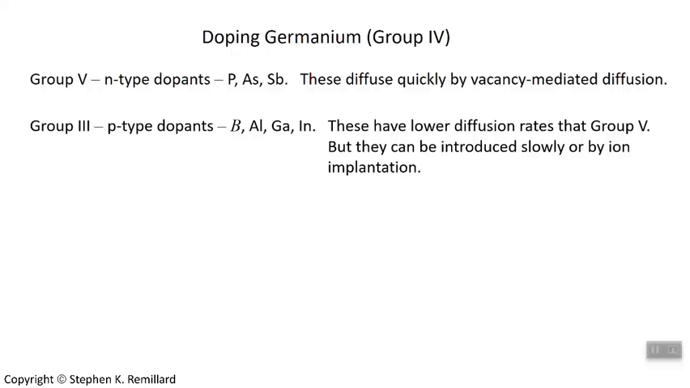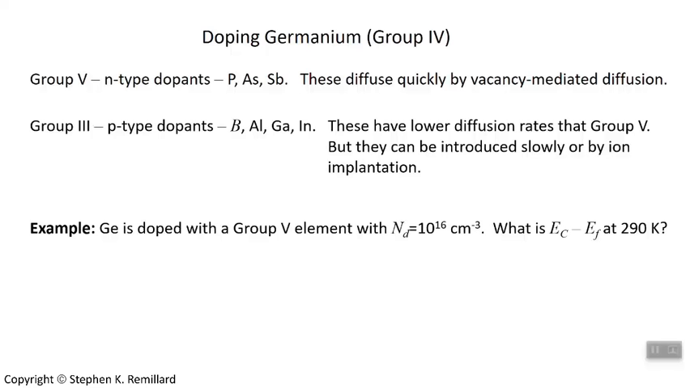And we will talk about that in chapter 3 a little bit. An ion beam is used to place dopants at desired depths into the material. This is a fairly quick example.